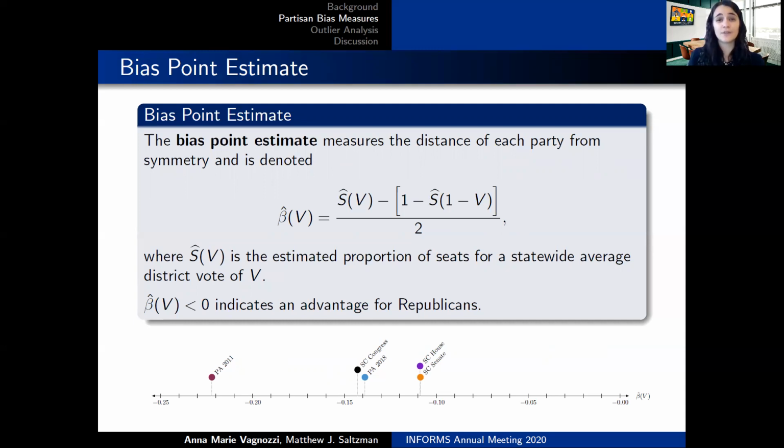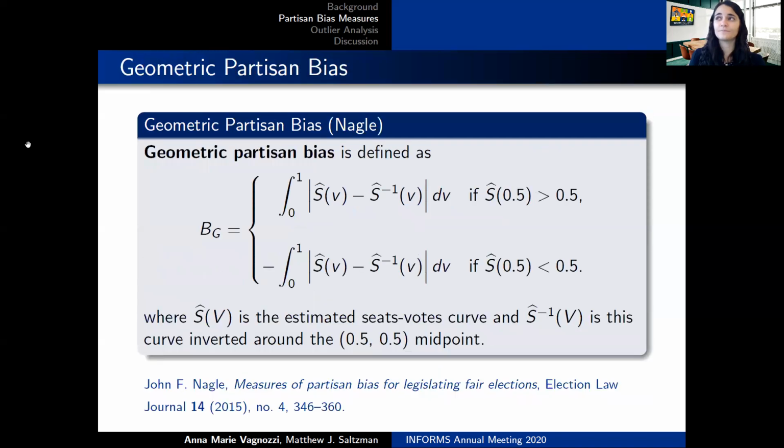Negative values correspond to a Republican advantage, indicating that Democrats would have won a larger proportion of seats than they did if the system was symmetric. We can then see that the 2011 Pennsylvania gerrymander indicated more bias than any other map, and the South Carolina congressional map again has a value similar to that of the fair Pennsylvania map. And here, the South Carolina legislative maps exhibit even less deviation from partisan symmetry.